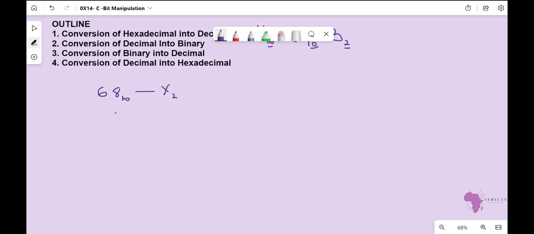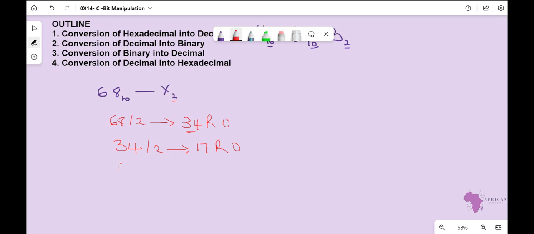So let's begin. We begin with 68 divided by 2, which is the base of this one here, which will give us 34. The remainder is 0. There is no remainder. Then we divide 34 by 2, which will give us 17, remainder 0. There's no remainder again, because 17 times 2 is 34.